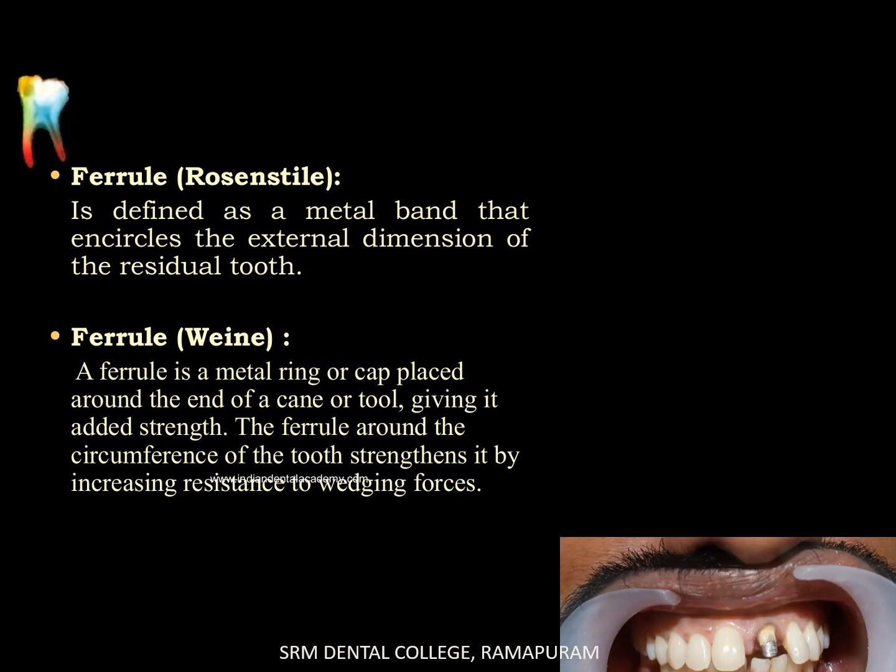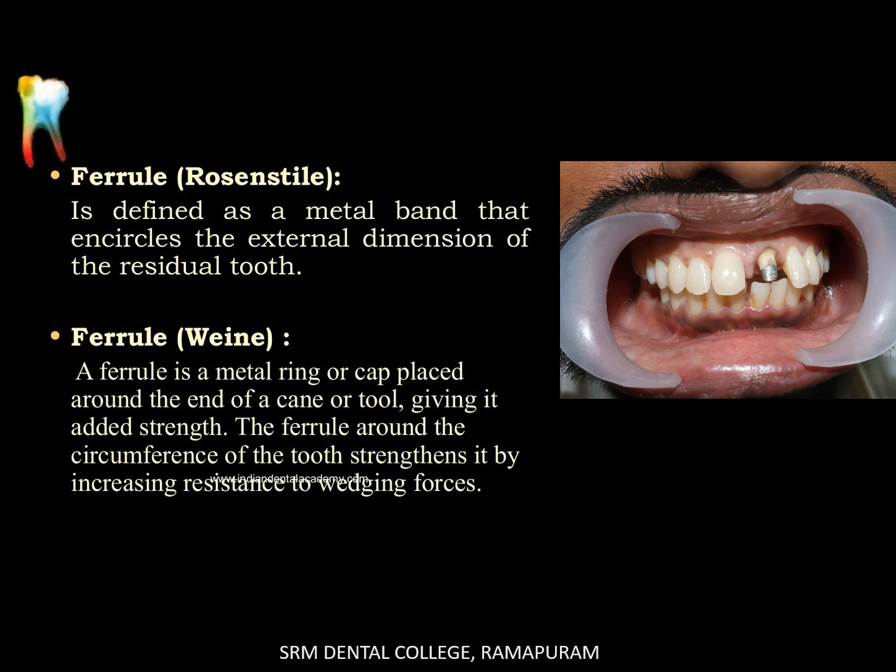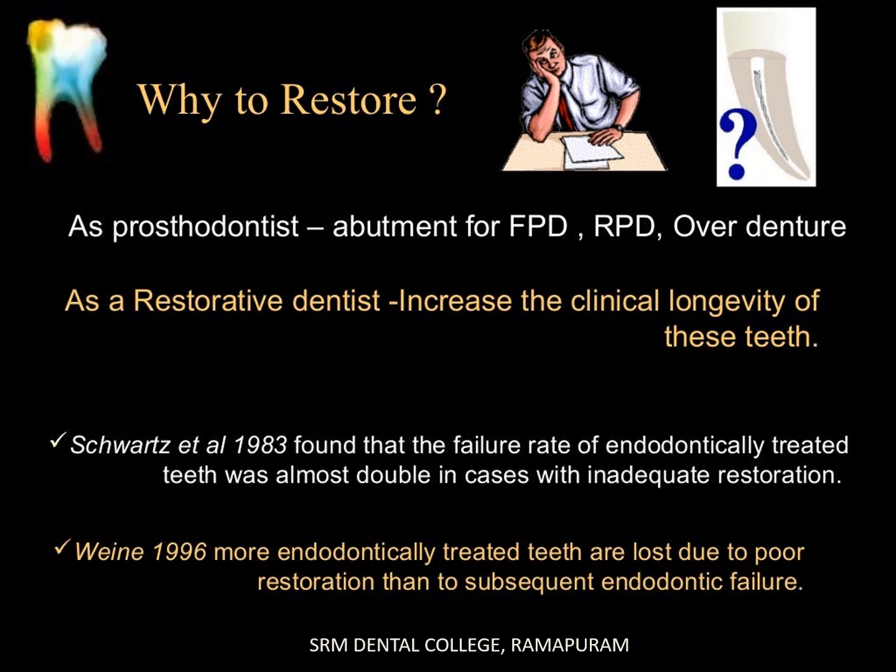According to Rosenstein, a ferrule is a metal ring or a cap that will be placed around the end of the tooth, giving it added strength. The ferrule around the circumference of the tooth strengthens it by increasing the resistance to wedging forces. Why restore? As a prosthodontist, we can use the abutments for FPD, RPD, and overdenture. As a restorative dentist, we can increase the clinical longevity of these teeth.